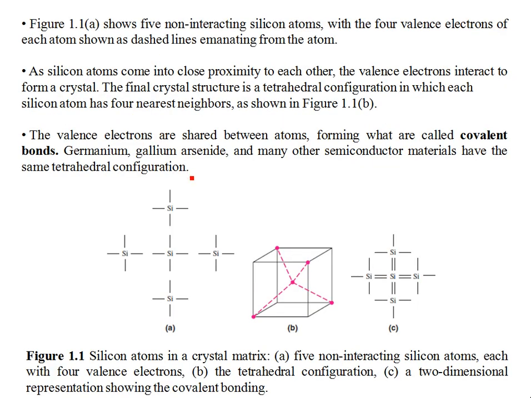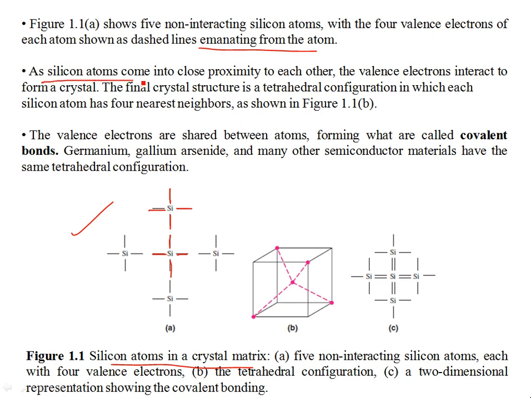Now, you see in figure 1.1a, we have a silicon atom in a crystal matrix. These lines which are emanating are showing you the valence electrons. So each silicon atom, you take any silicon atom, it has 4 valence electrons around it. It's a group 4 element, therefore 4 valence electrons. And these dashed lines are showing the valence electrons of an atom.